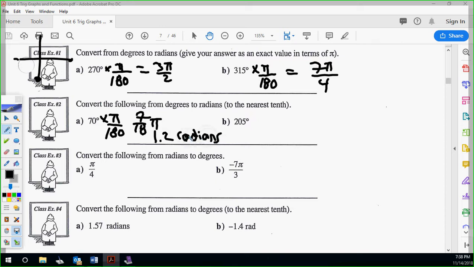Okay, 205, so 205 times pi over 180. If we want to simplify it, you don't even have to simplify it. You can actually just do the multiplication. So in your calculator, you can just do 205 times pi, and then divide that by 180, and it gives you the radian measure of 3.6.